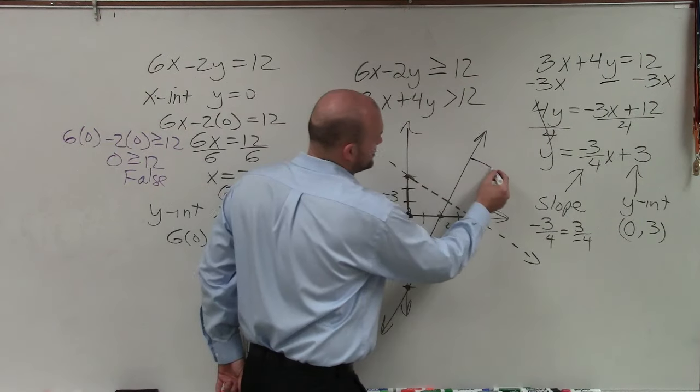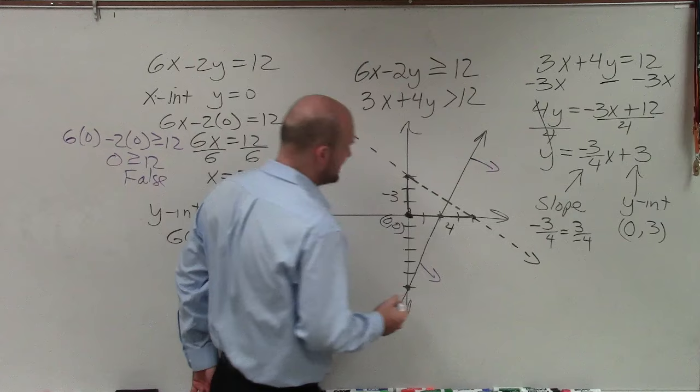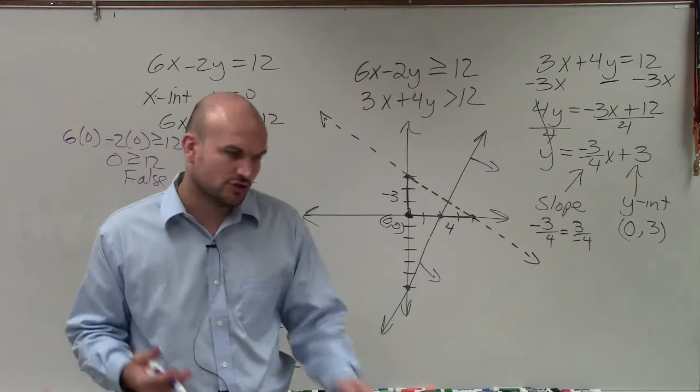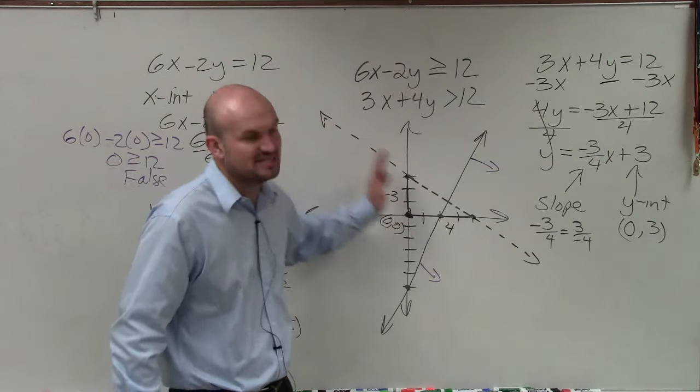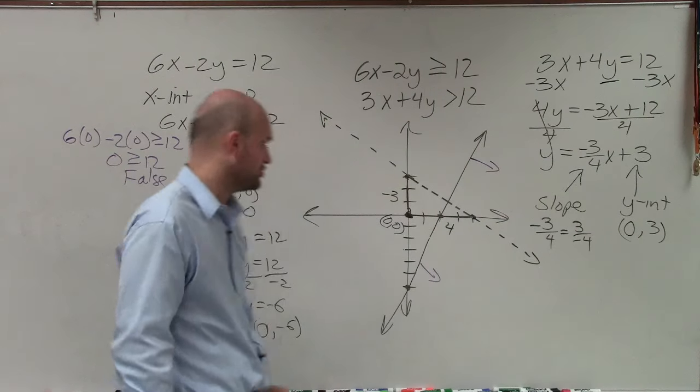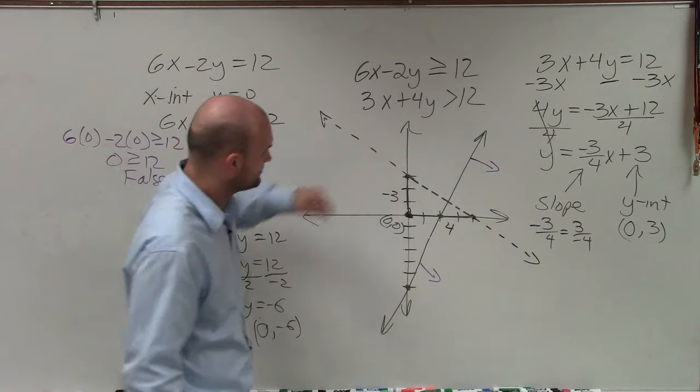That means I am going to be shading below my line. You always shade where it's true. So if it's false above the line, that means below the line are all the points that are true. Now I look to my next boundary line.